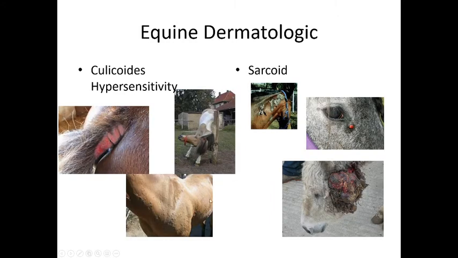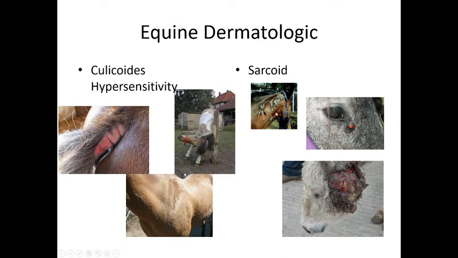Culicoides hypersensitivity. Culicoides are biting flies. And if an animal is allergic, can you imagine being allergic to flies when you're a horse? They will get swelling all over their body. They'll get very, very itchy. It can be just maddening for these guys. So having them on a fly preventive, trying to keep flies down as much as possible is important.